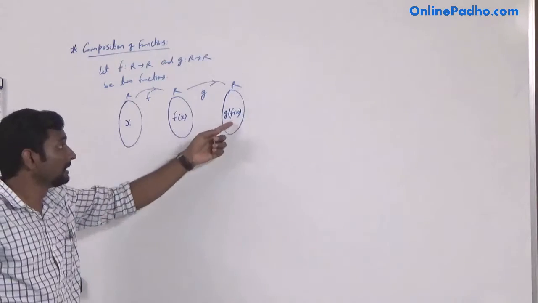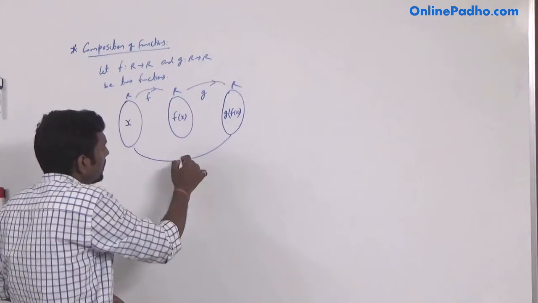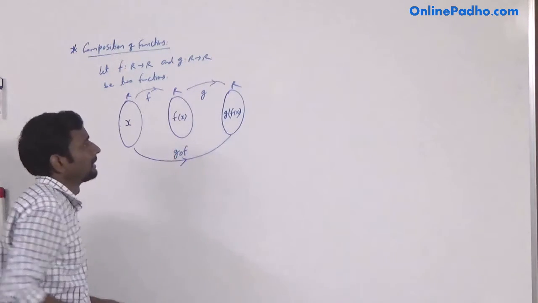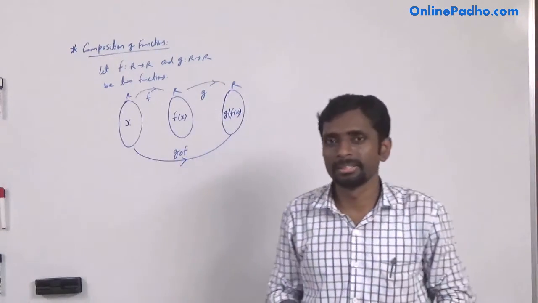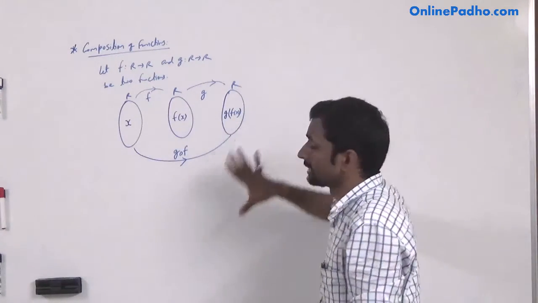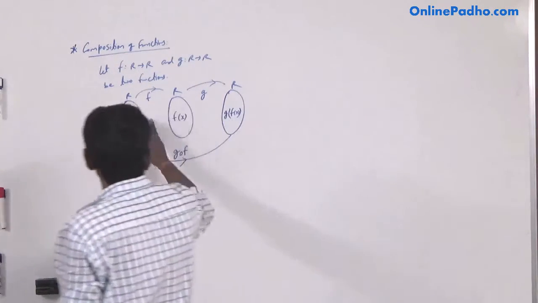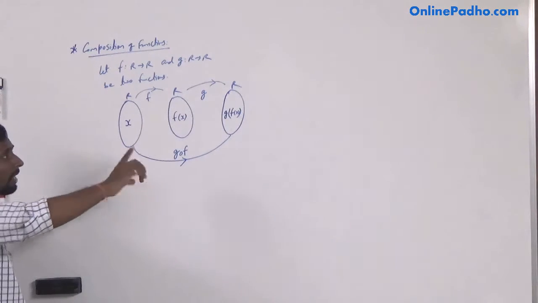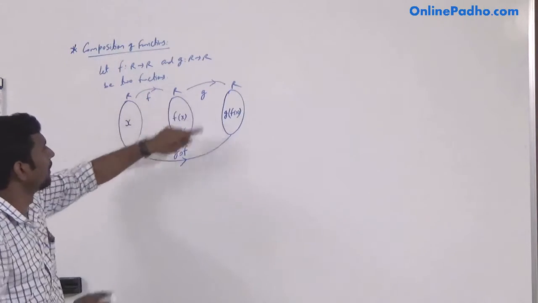So this function is called g∘f. This is the function g∘f, g of f(x). This is the composition of two functions. If you have two functions f and g, you can find g∘f. You can also find f∘g. If you find f∘g, you have to write g here, then f here.